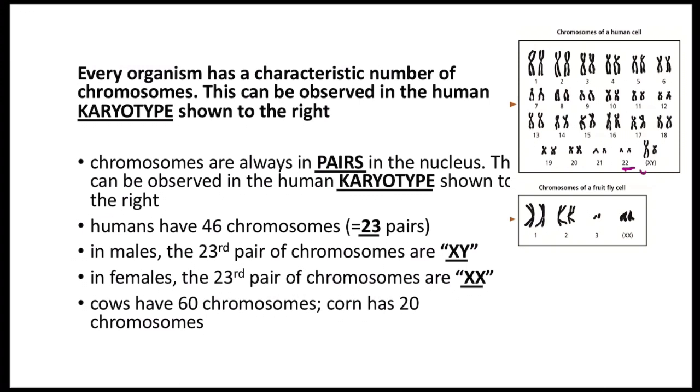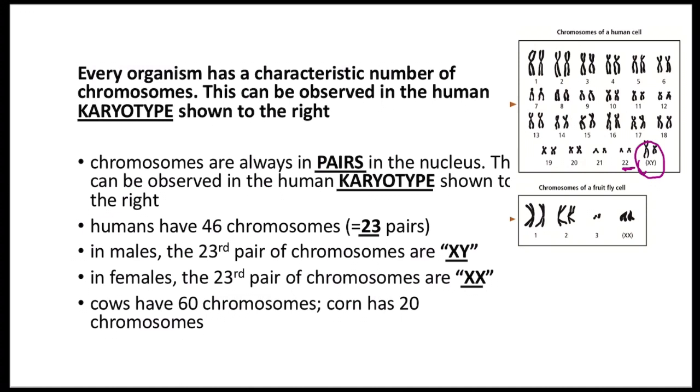If we look at the 23rd pair, that's this one here, they look a little bit different. These are called our sex chromosomes. A biologically male is XY, so that's the 23rd pair, and a biological female, based on genetics, has chromosome pair 23 as XX.